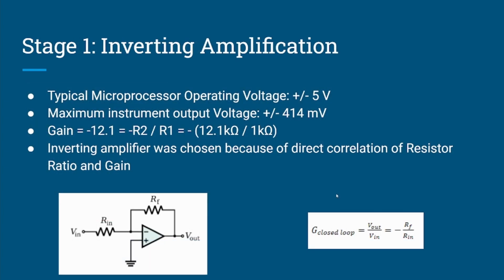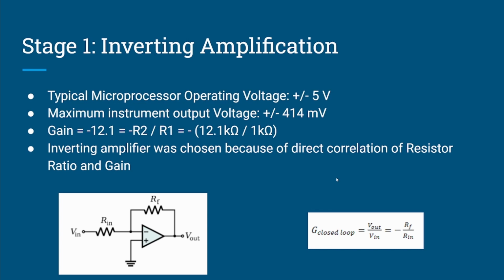The gain we set for our inverting amplification stage was about 12. We set this as the gain because a typical microprocessor operates at a voltage of plus or minus 5 volts, and amplifying a signal with a max amplitude of 414 millivolts by a factor of 12 allows our signal to be amplified to a safe maximum. Our resistor values were chosen based on standard available resistors to fit our design criteria.